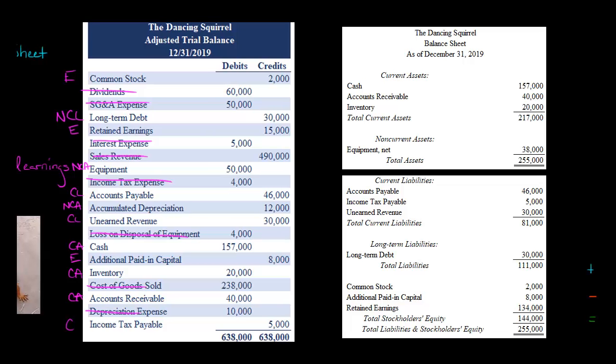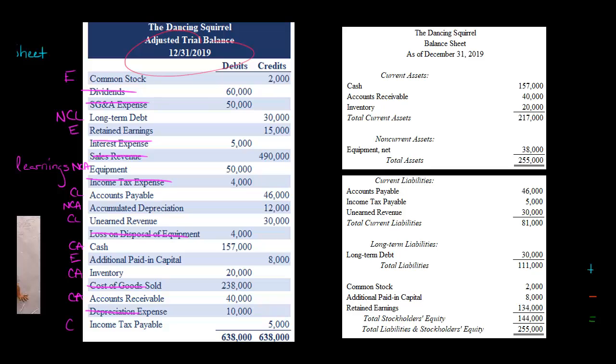So note that we've got the company name, we've got balance sheet. If you were using IFRS, it would more likely say statement of financial position instead of balance sheet. But it's the same thing, and we've got a specific date. Remember, the balance sheet is as of a specific point in time. This date here, December 31st, 2019. Now, we've got clearly labeled our current assets section, and our current assets are presented in order of liquidity. So cash is always first, then we've got accounts receivable and inventory. And all these numbers, the current assets, came from our adjusted trial balance.